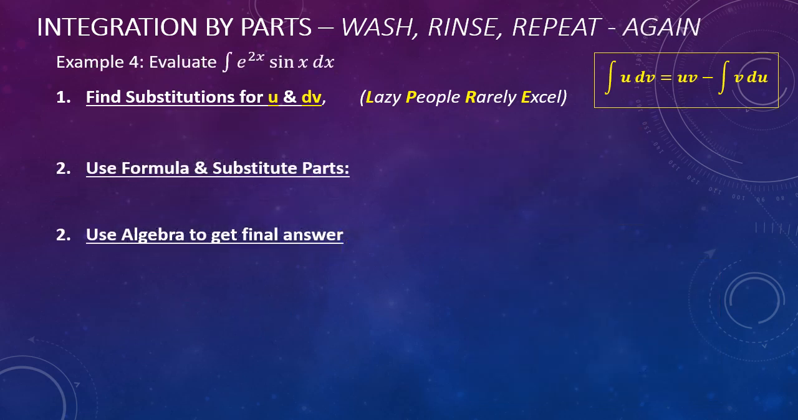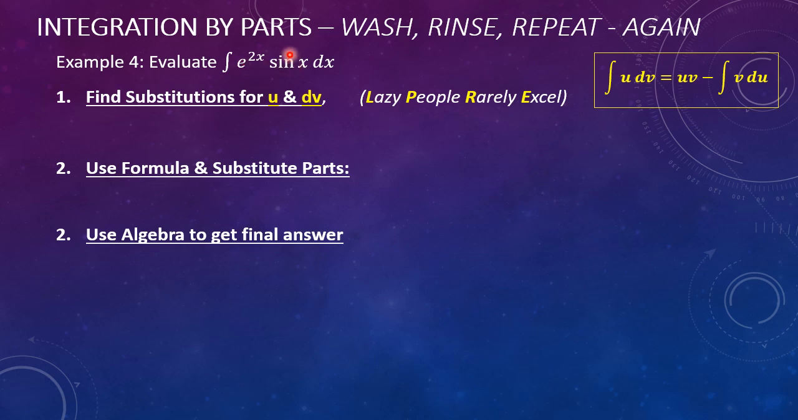Let's look at another problem. This is from your text, example 4. Evaluate the integral of e to the 2x sine x dx. Again, here we have an exponential and a trig function. I don't know what we could do substitution-wise. You can't make u equal sine x because du is not going to be anywhere near an exponential. So this is a perfect example of another problem for integration by parts.